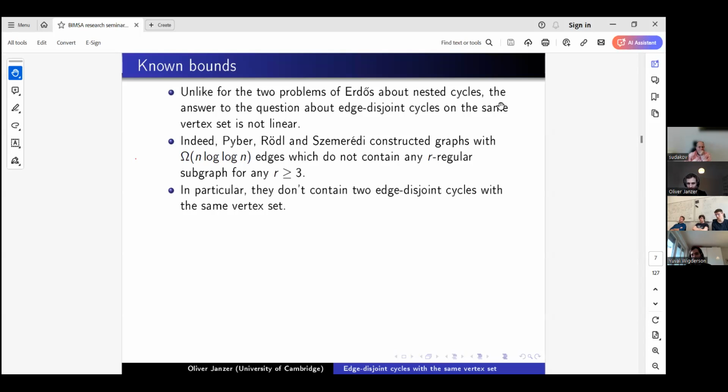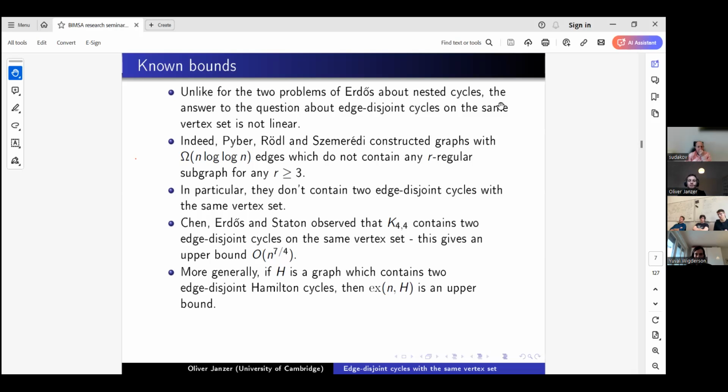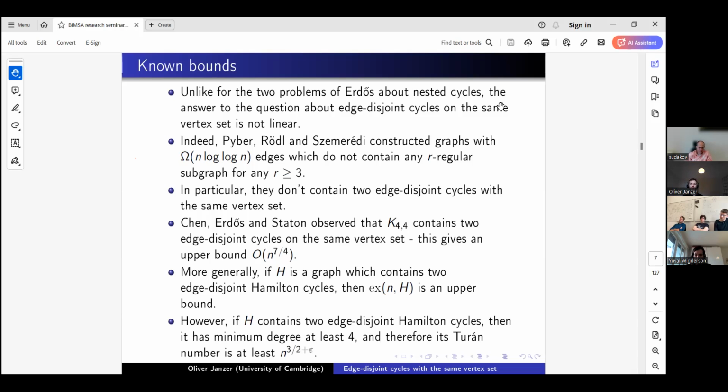And what kind of upper bounds do we have? Not a lot. Chen, Erdős, and Staton observed that K_{4,4} contains two edge-disjoint cycles on the same vertex set, and this gives an upper bound of n^{7/4} using the best known bound for the Turán number of K_{4,4}. And more generally, you can use any graph H which contains two edge-disjoint Hamilton cycles, and then the Turán number of that graph is going to be an upper bound. However, this approach will not get you very, very far, because if you have a graph which contains two edge-disjoint Hamilton cycles, then necessarily it has minimum degree at least 4. And by the probabilistic deletion method, its Turán number is going to be at least n^{5/3+ε}.